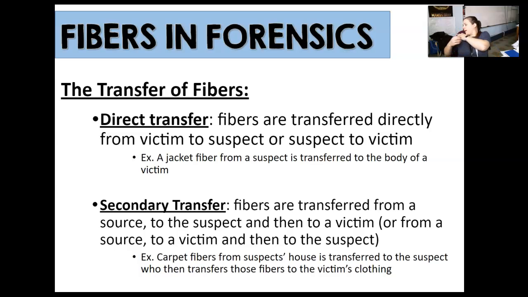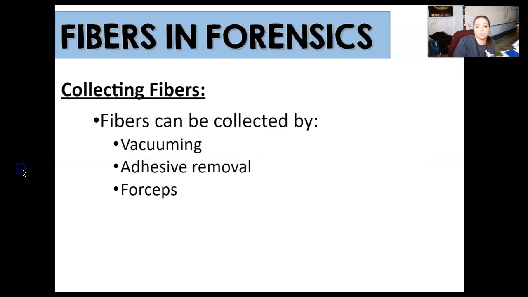So like I would sit back, fiber gets on the chair. My chair gets moved somewhere else and a random somebody comes and sits down in my chair. They lean back and they've got the fiber on them and they go off. That's secondary transfer. Another example is carpet fibers from a suspect's house transferred to a suspect who then transfers it to the victim's clothing.